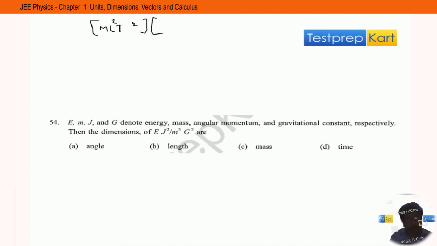Second one is angular momentum. J is angular momentum. So L square M T to the power negative 1 whole square over M to the power 5. And what is the gravitational constant value? Dimensional formula of gravitational constant.